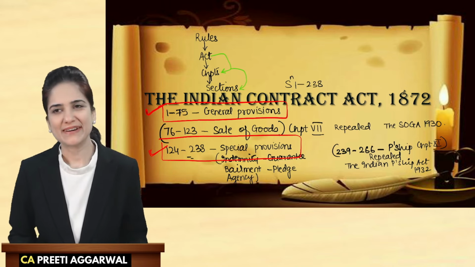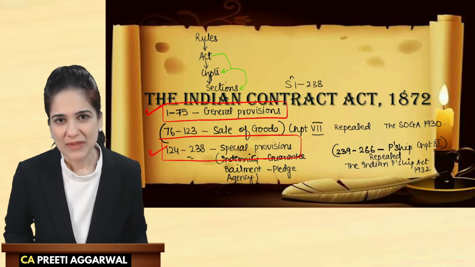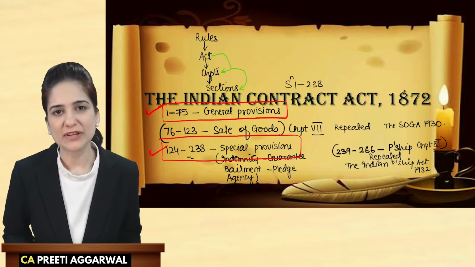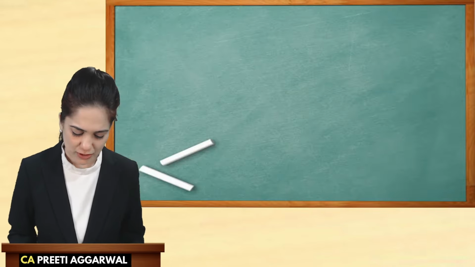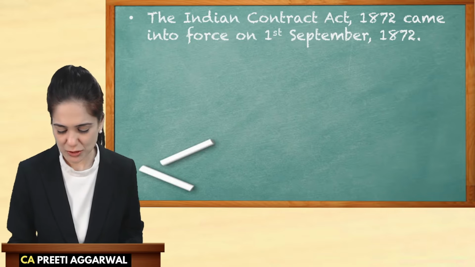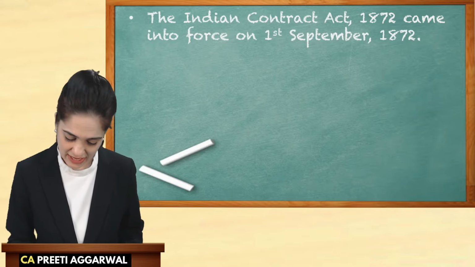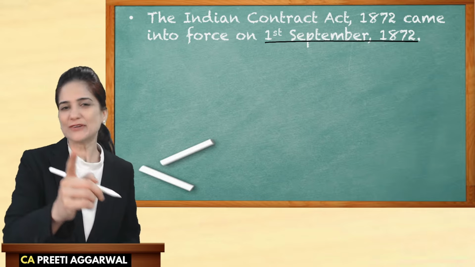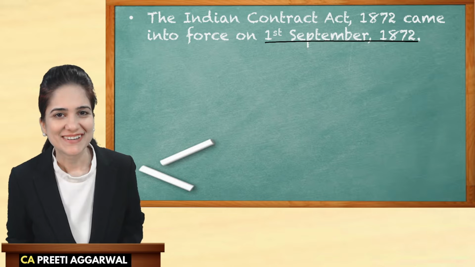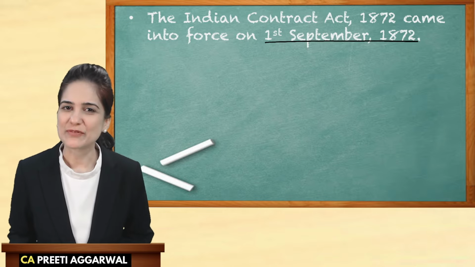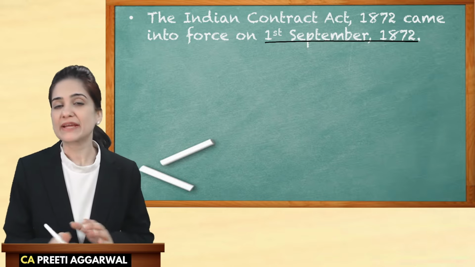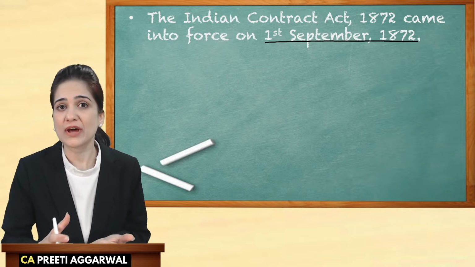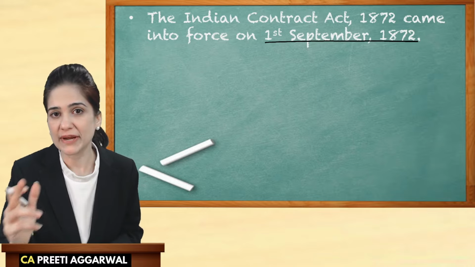But before I discuss the concepts, I would like to inform you that the Indian Contract Act 1872 came into force on 1st September 1872. Which date? Yes, 1st September 1872. Could you repeat it for me? The Indian Contract Act came into force on 1st September 1872. It means it applies to all the contracts entered after 1st September 1872.